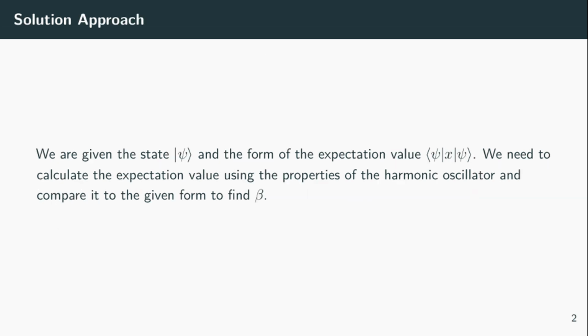Our approach to solving this is straightforward. We are given the state vector psi and the expected form of the expectation value of x. So our job is to actually calculate this expectation value using the properties of the harmonic oscillator states and operators. And then we'll compare our result to the given form to figure out what beta must be.